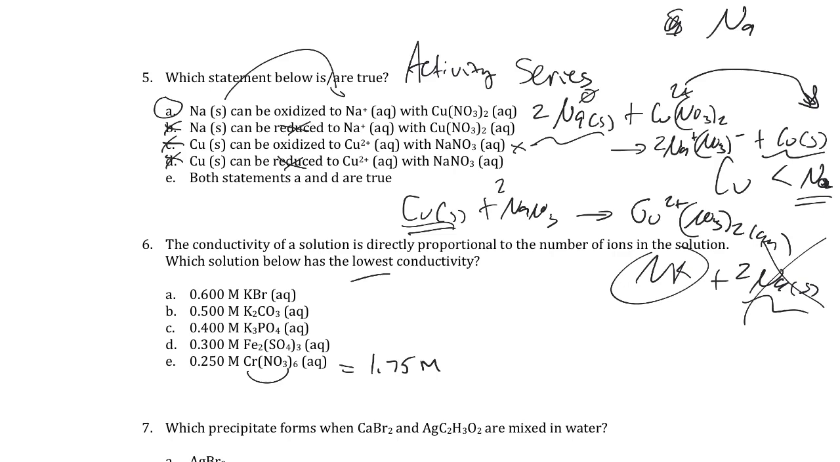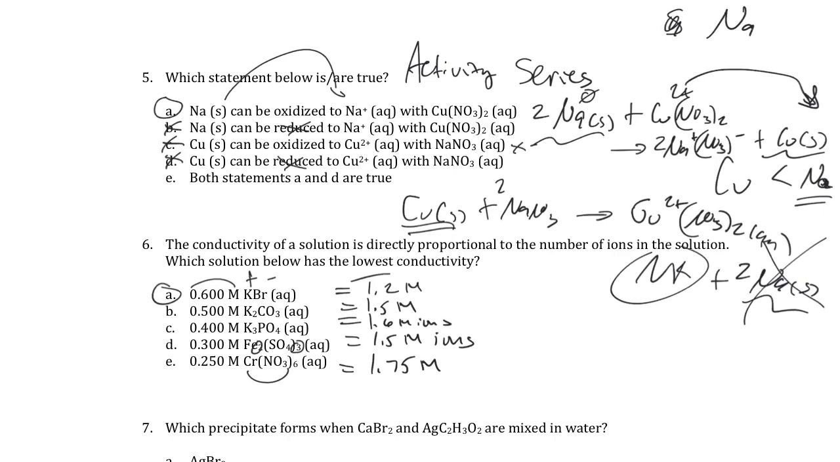Iron sulfate is water soluble, but I get 3 plus 2, so I get 5 ions, so that's going to be 1.5 molar in terms of the concentration of ions. I get 4 moles of ions for potassium phosphate, so that's going to be 4 times 0.4, that's 1.6 molar in terms of the ions. K2CO3, water soluble, I get 3 moles of ions, that's 1.5 molar. But then I only get 2 ions for KBr. So I get the K plus, the Br minus, so 2 moles of ions, 1.2 molar.